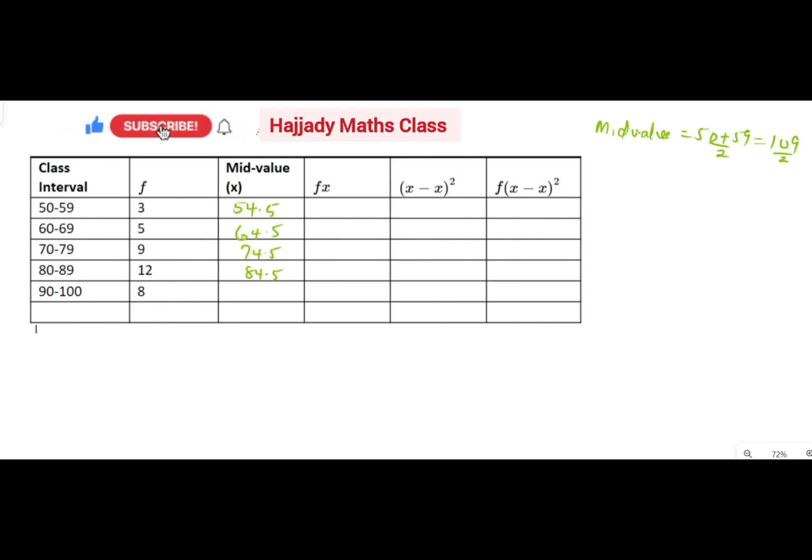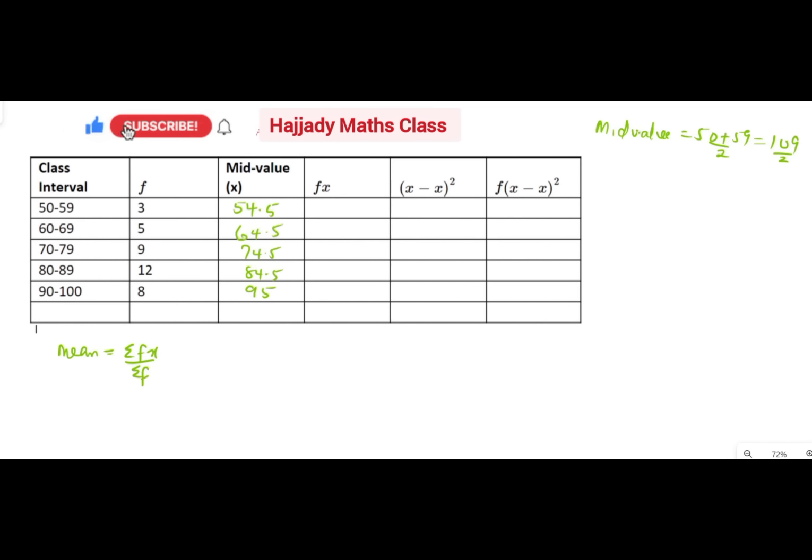And lastly, don't forget, here the interval is from 90 to 100. So our mid value is not going to be 94.5, but instead the average is going to be 95. So that is our mid value. Okay? And looking at our frequency, don't forget that for us to calculate the mean for the group data, our formula for calculating the mean is summation fx over summation f.